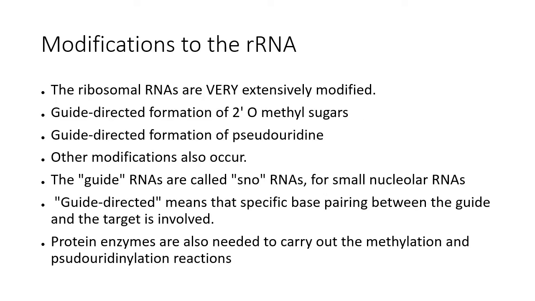So the guide-directed formation of the 2'-O-methyl sugars and the formation of pseudouridine, okay, that is done by small nucleolar RNAs that basically make specific base pairs between the guide and the target at specific locations in the pre-ribosomal RNA. So, of course, the methylation and pseudouridylation reactions involve enzymes too, but the guide RNAs are what tell the enzyme what nucleotide or sugar should actually be modified.